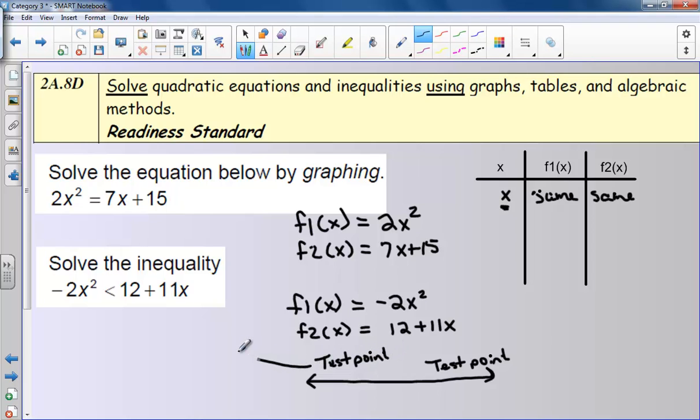So we take these test points, substitute back in here, and if it's true, then we're going to shade that direction, and then our inequality is going to go in the same direction as our shading will go.